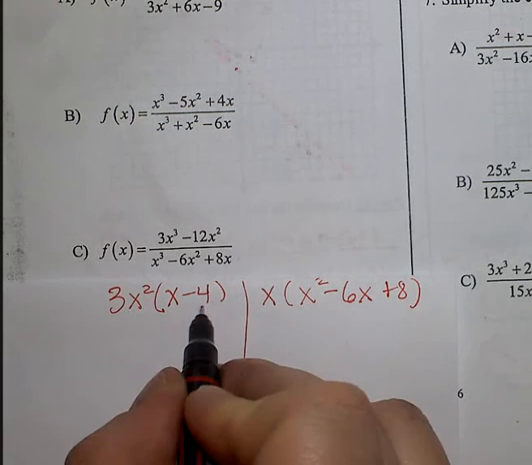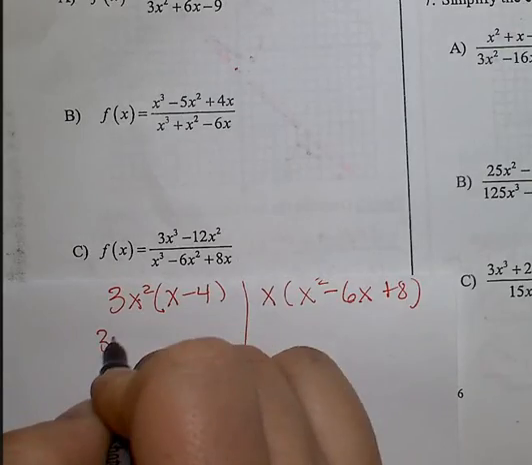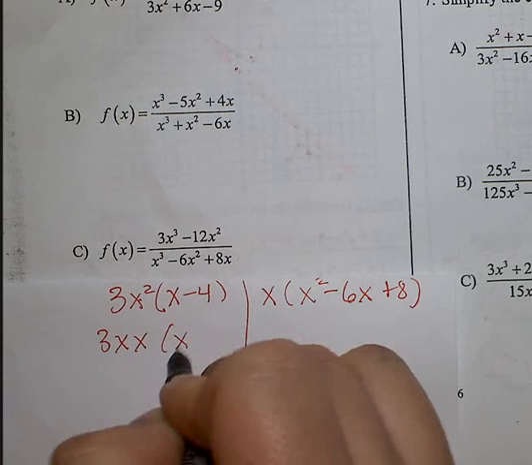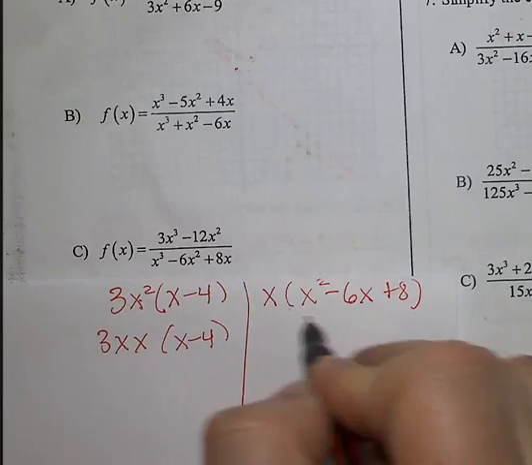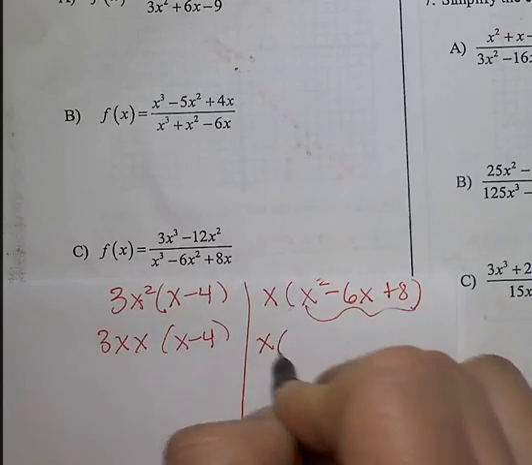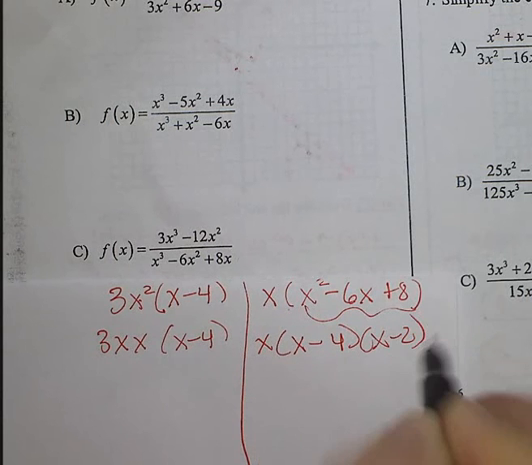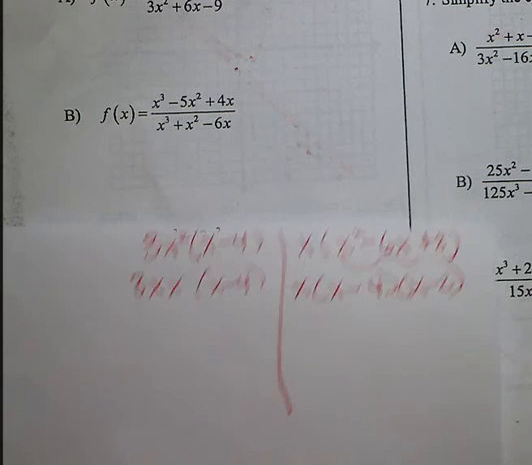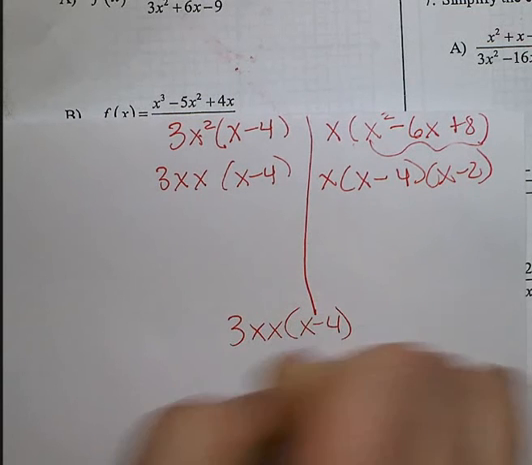Cannot do anything more with this. The only thing I may do is write this x squared as x times x. That will make sense in a little while why I did that. It's not necessary, but it may help you initially when you're learning about this. This trinomial factors into x minus 4 and x minus 2. Writing the numerator on top and the denominator on the bottom.